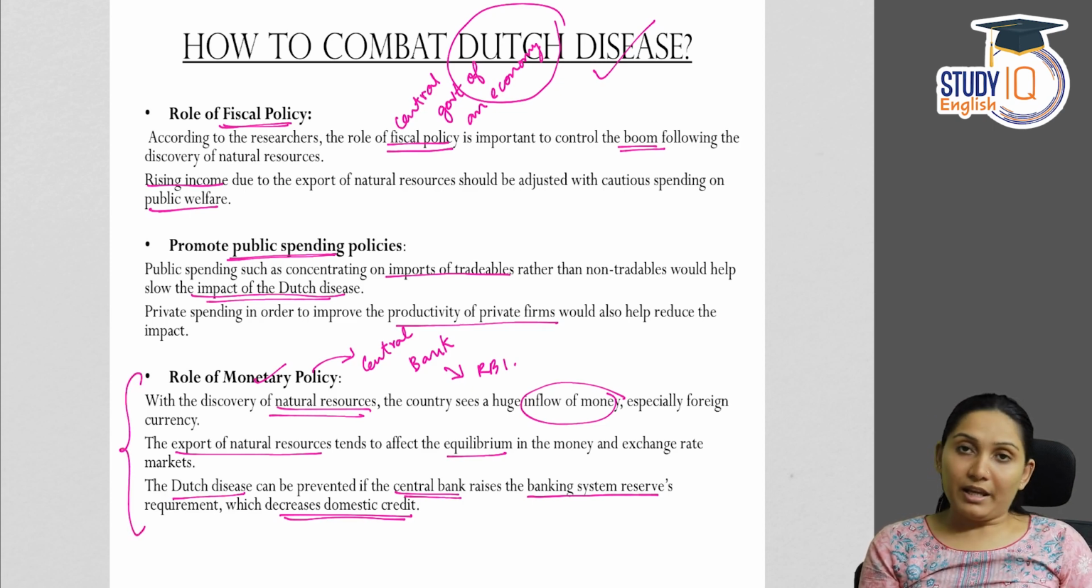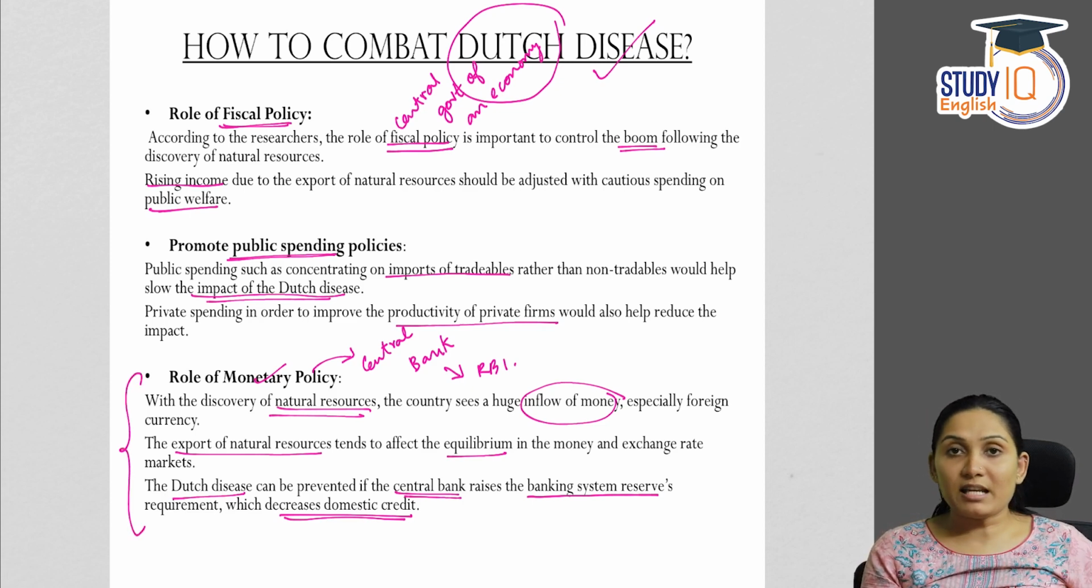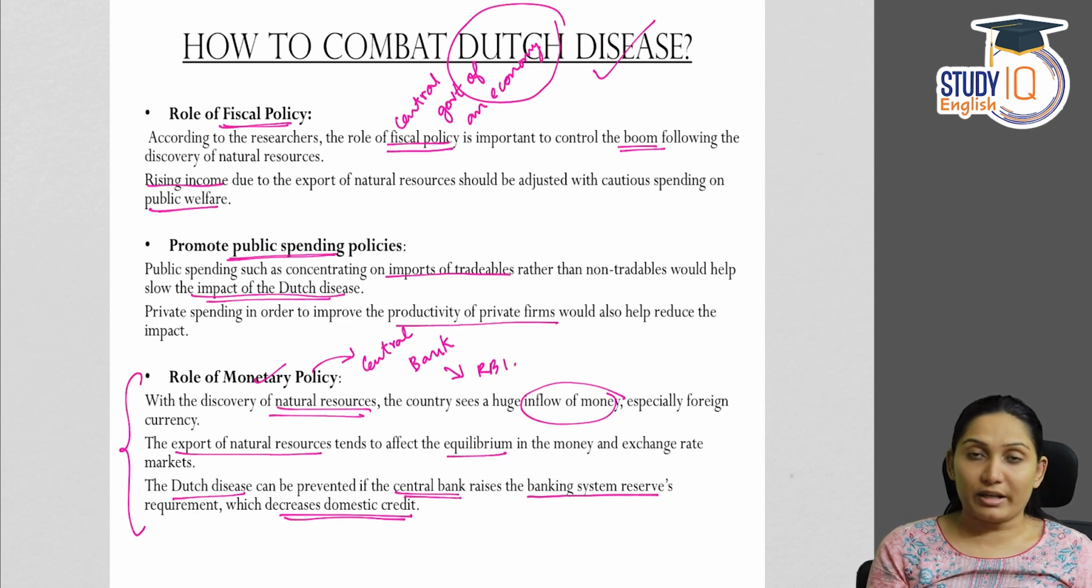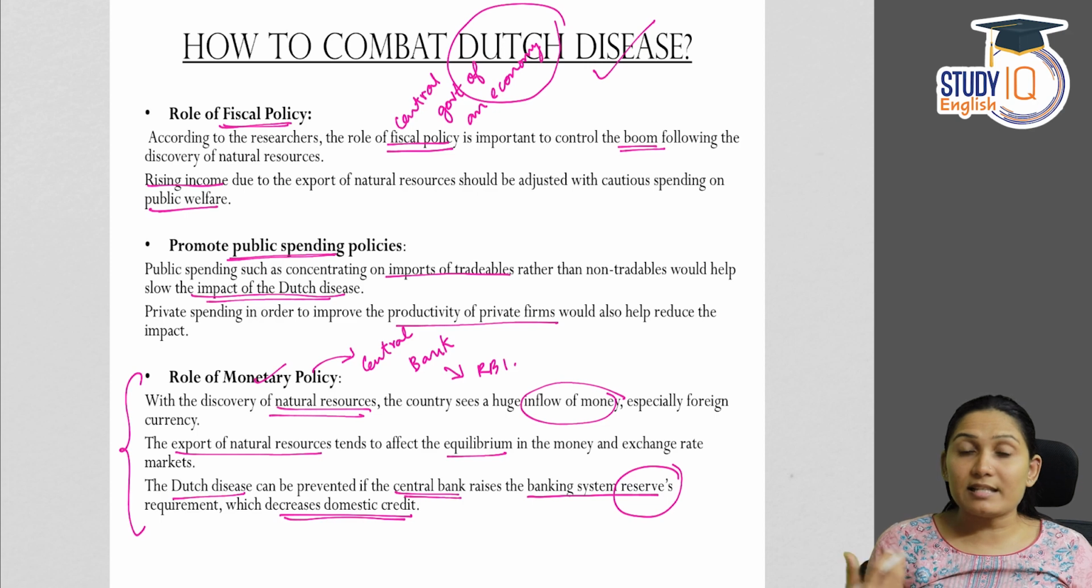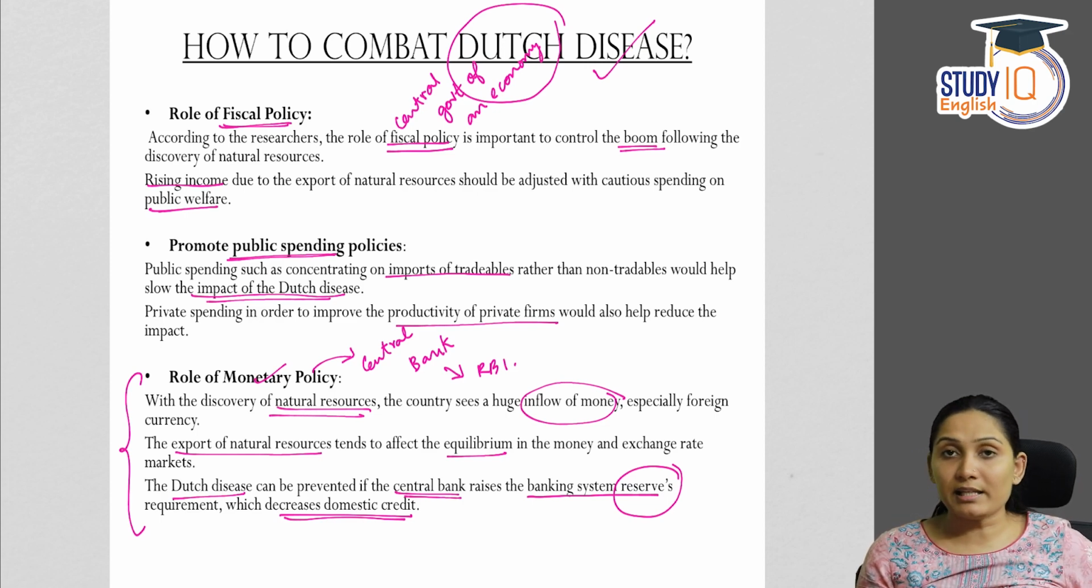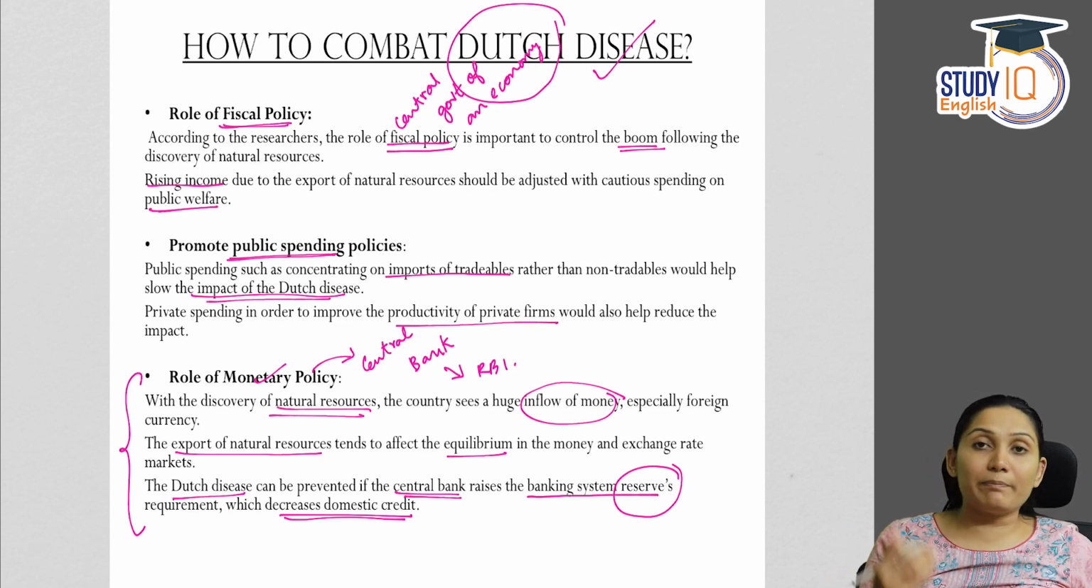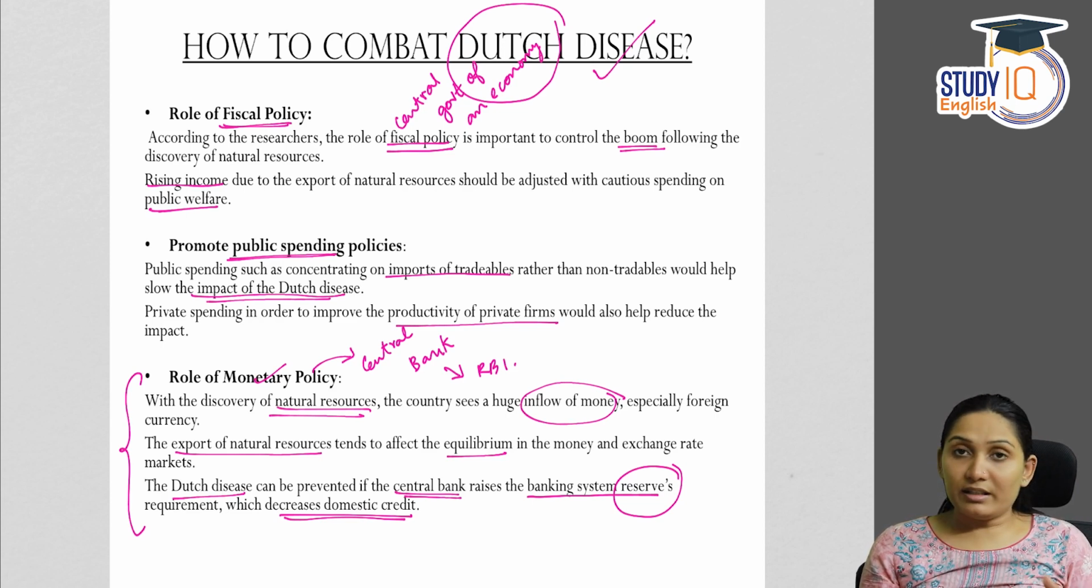How can monetary policy help? The RBI or any central bank for that matter has to increase the reserves of forex, foreign exchange reserves. The reserves should be increased so that there is less circulation of foreign currency in the market. And this will help in reducing the appreciation levels. So these are all the ways by which we can combat the Dutch disease.